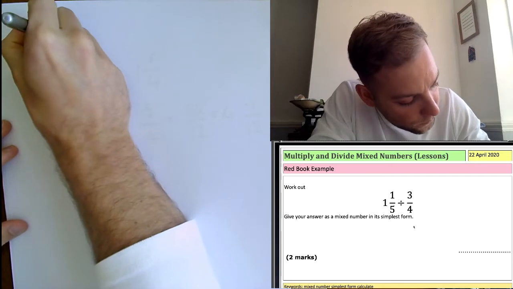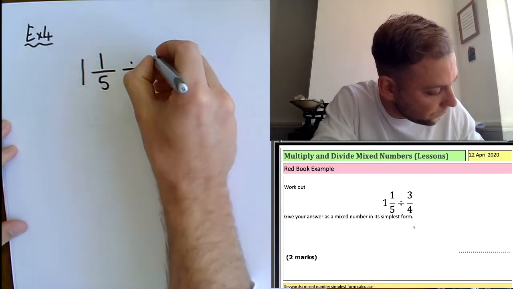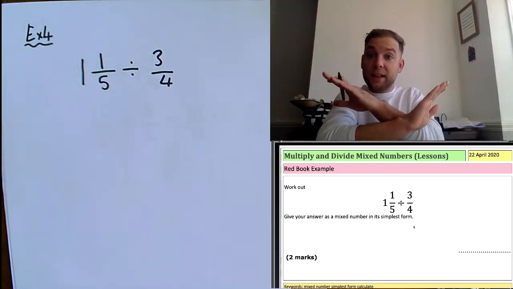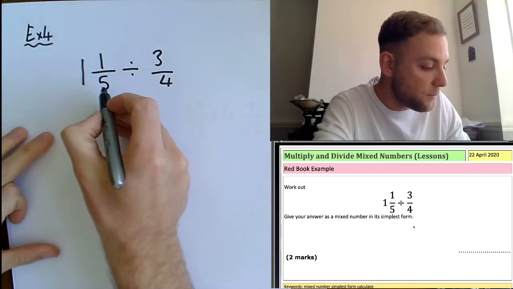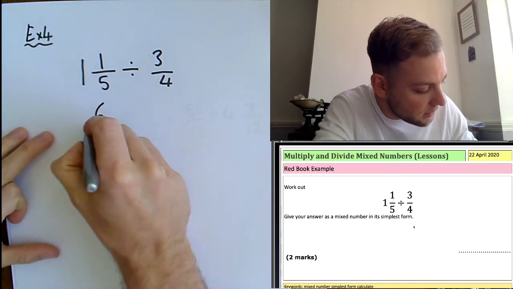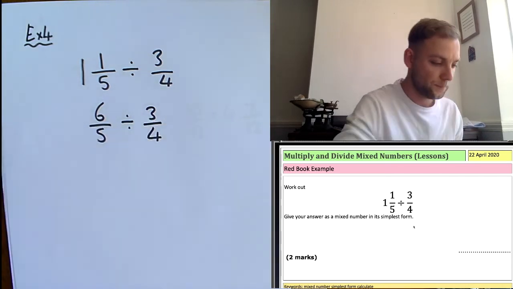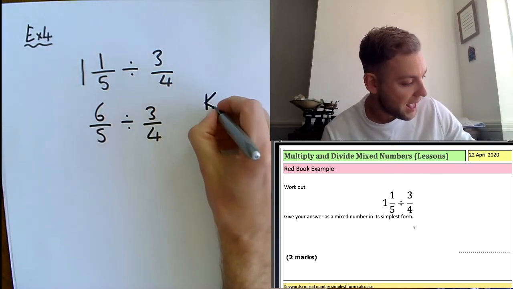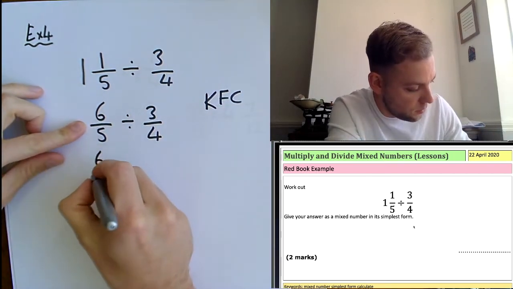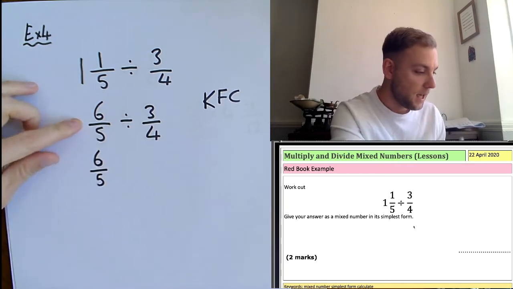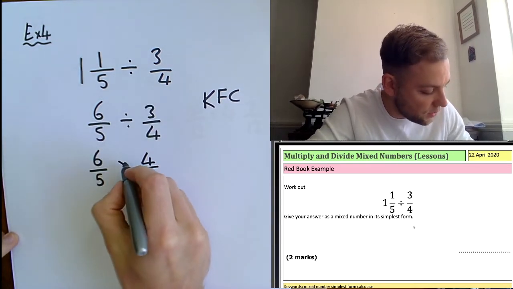This is example 4. Remember to make sure you're getting this down in your notes. The only way to learn maths is to do it. So, before I do anything, exactly the same as multiplying, I'm going to change these to improper fractions. So 1 times by 5 is 5, plus the 1 is 6 over 5, divided by 3 over 4. Now I use KFC, keep, flip, change. So I keep the first one, I flip this fraction, and I change this divide to a times.